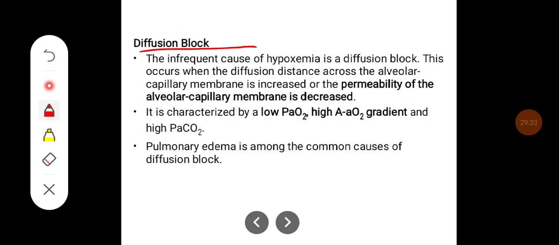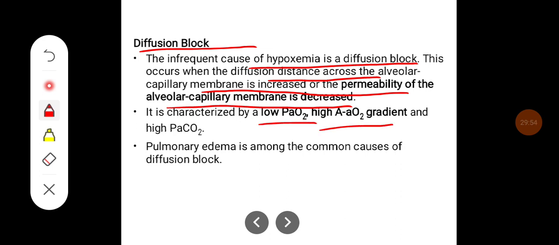Diffusion block. An infrequent cause of hypoxemia is diffusion block. This occurs when the diffusion distance across the alveolar capillary membrane is increased, or the permeability of the alveolar capillary membrane is reduced. It is characterized by low PaO2, high alveolar arterial oxygen gradient, and high PaCO2. Pulmonary edema is among the common causes of diffusion block.